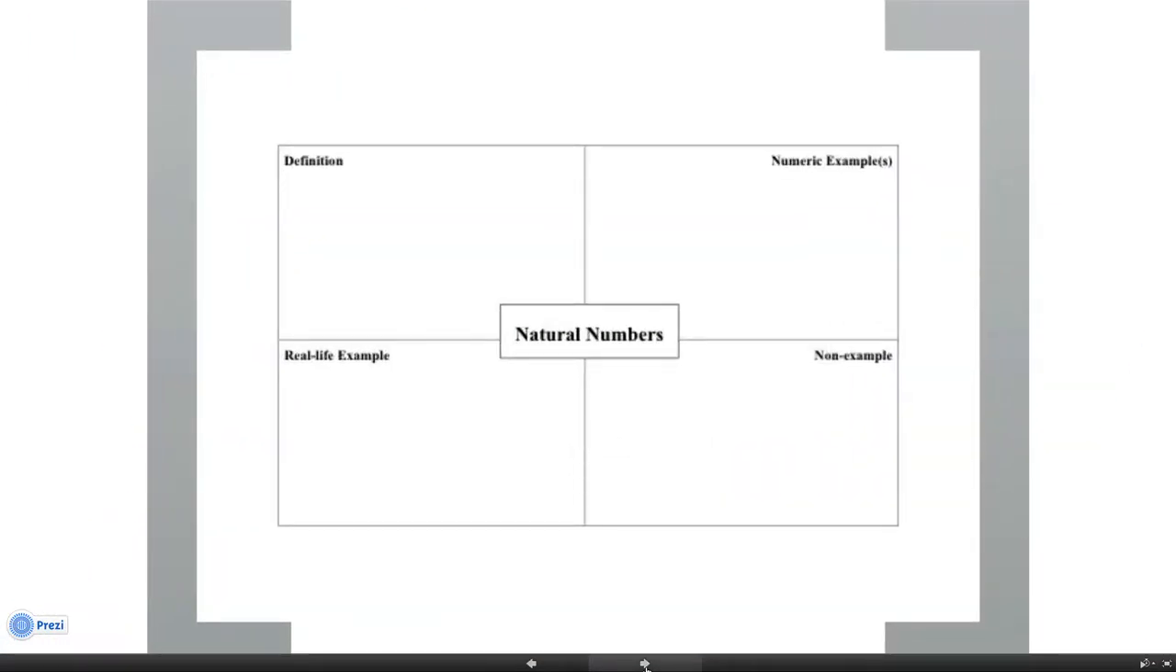Let's start with natural numbers like the text does. Make sure your vocabulary term is written in the middle of the chart. Please copy down what I write up here. First, I'm going to put my definition for natural numbers in the top left. The text says that another name for natural numbers is counting numbers.